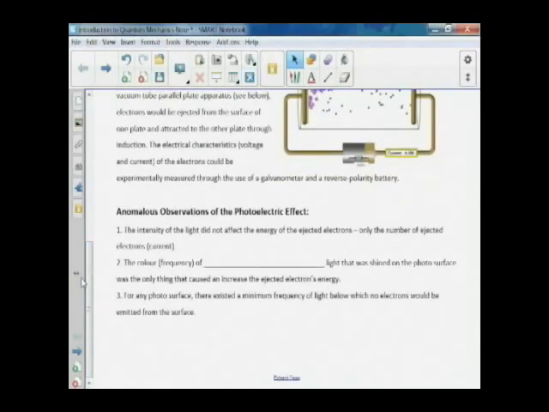So the anomalous observations of this photoelectric effect. One, the intensity of the light did not affect the energy of the ejected electrons, only the number of ejected electrons. Two, the color or frequency of monochromatic light shined on the photo surface was the only thing that caused an increase of the electron's energy. And three, for any photo surface, there exists a minimum frequency of light below which no electrons would be emitted. And we saw that. No matter how intense the light was, there were no ejected electrons at that point.